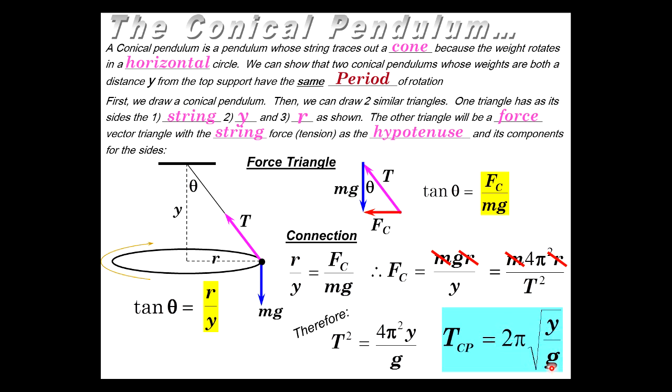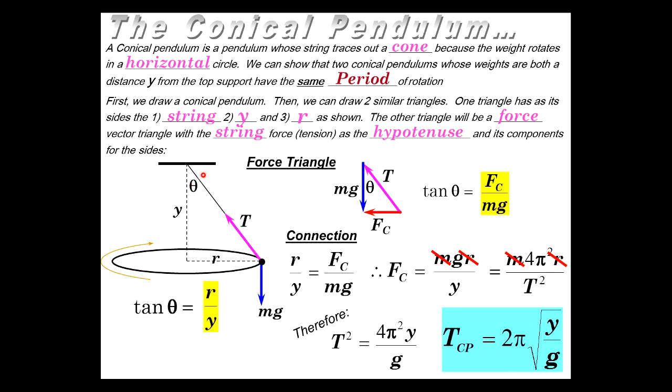But now instead of L, which would be like the length of the string swinging back and forth, it's the distance from the pivot to the horizontal circle, the y. Notice that it is string length independent here. Well, unless you consider that with a longer string, you're going to have a bigger r.